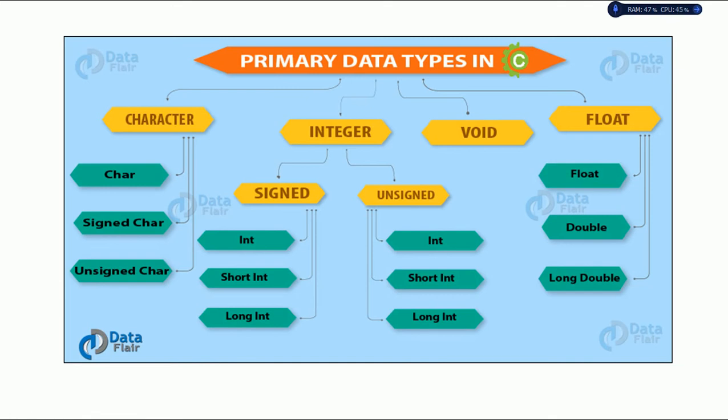Now coming to signed, it can take all types of values: zeros, negative values and positive values. Now coming to unsigned, the size occupied by the integer is the same. For integer it occupies 4 bytes, for short int 2 bytes, for long int 8 bytes. But the only difference is that unsigned can operate with integer values of 0 or positive values. It cannot operate with any negative value.